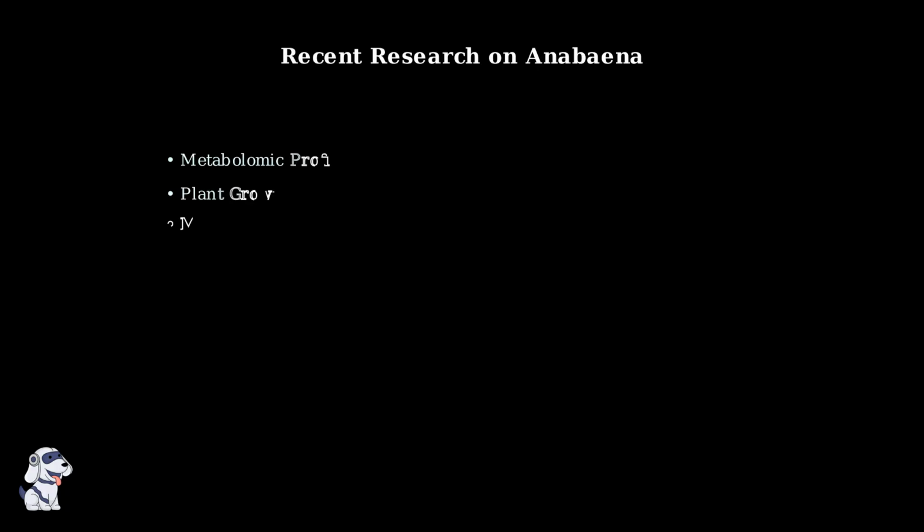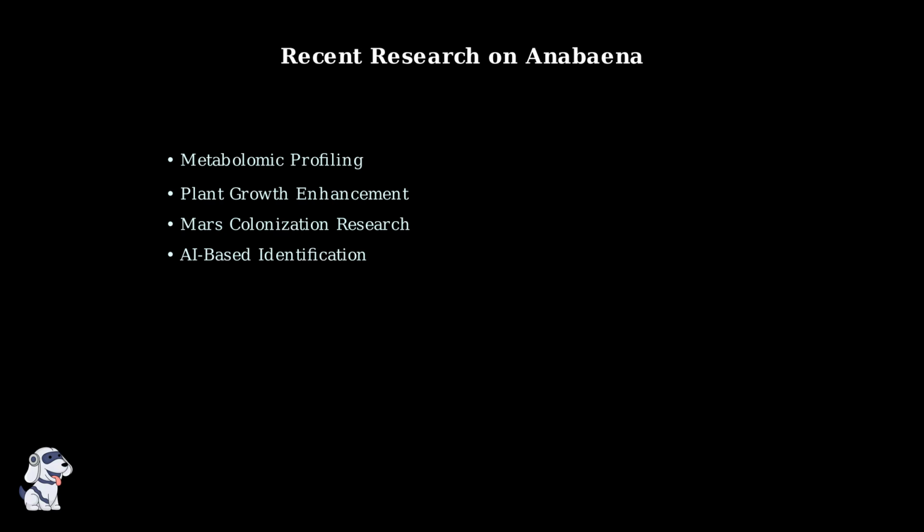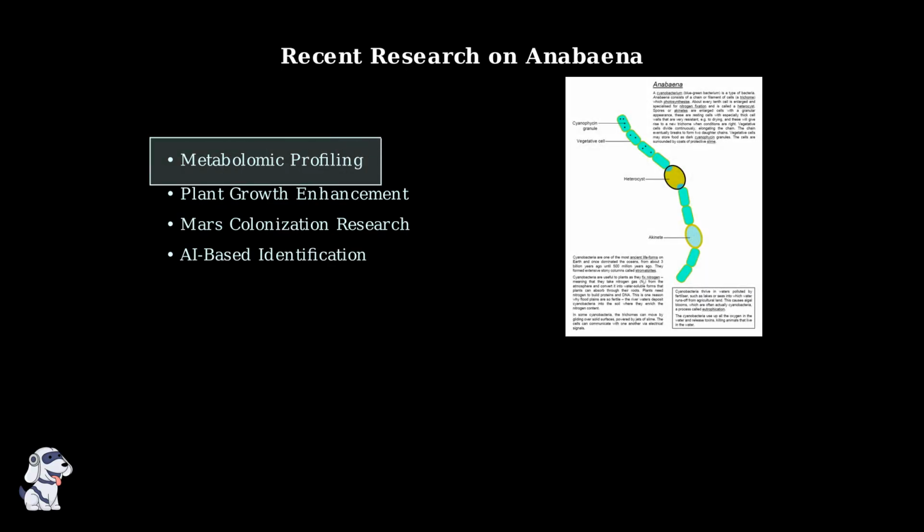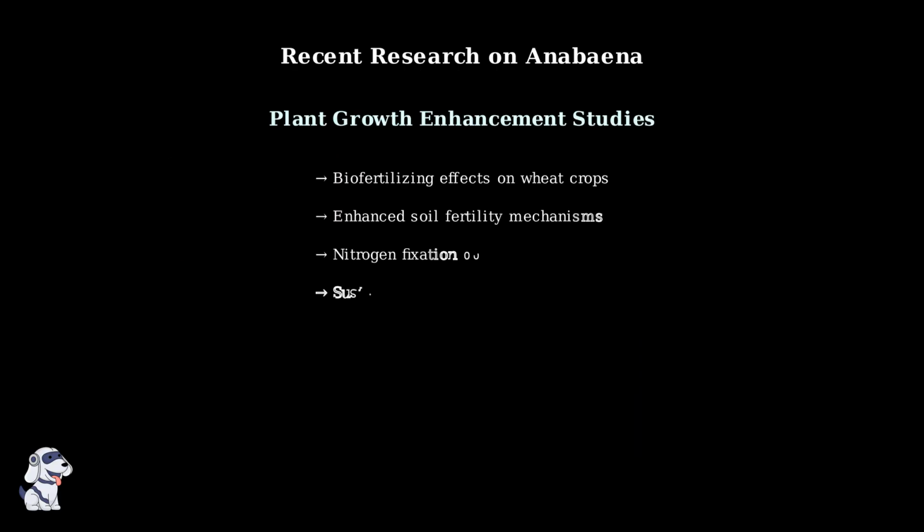Scientists around the world are conducting exciting new research on Anabaena, uncovering its potential in agriculture, biotechnology, and even space exploration. Recent studies are examining Anabaena's metabolomic profile, essentially mapping all the chemical compounds it produces. This research helps us understand how these organisms create valuable nutrients and compounds. Agricultural researchers are studying how Anabaena enhances plant growth. Studies show it can significantly improve wheat crop yields by providing natural nitrogen fertilization and improving soil health.